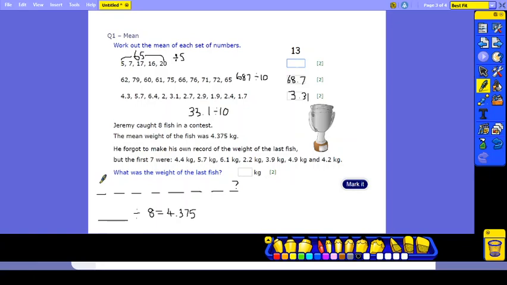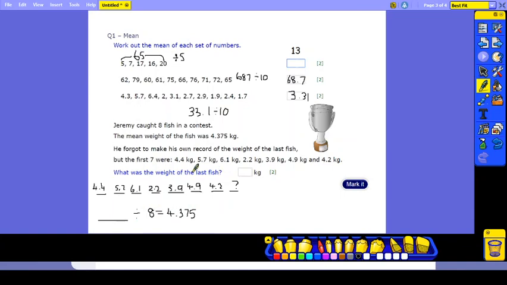But the first 7 were these, and I know this bit because he's telling me these: 4.4, 5.7, 6.1, 6.1, 2.2, 3.9, 4.9, and 4.2. So I know that if I add up all of these together, I'll get this part here. And I know that if I divide that then by 8, I get this point here.